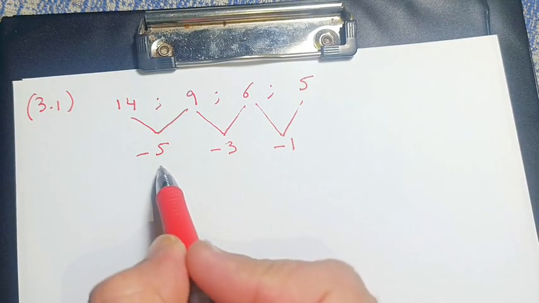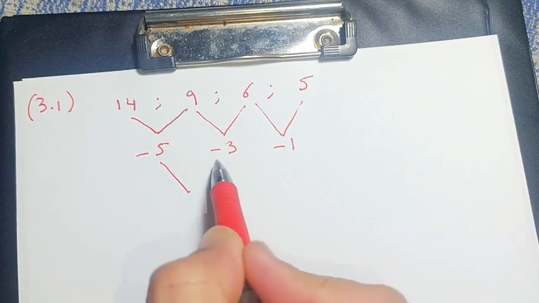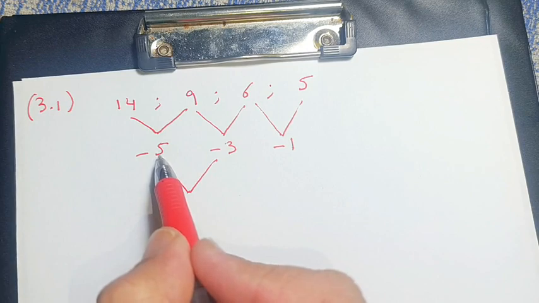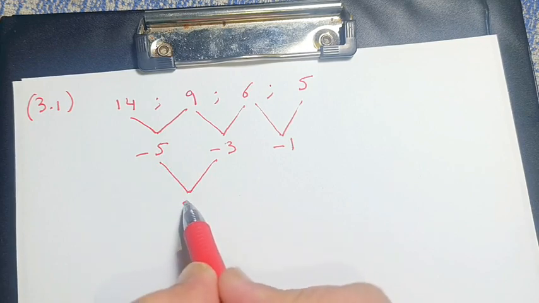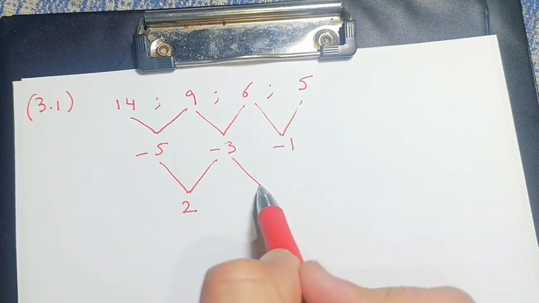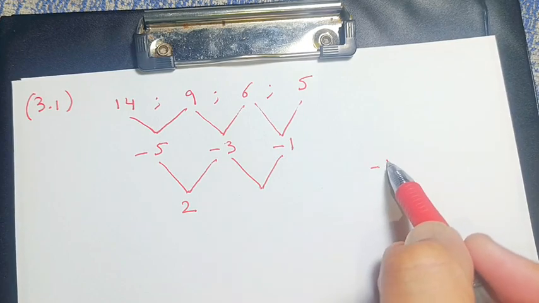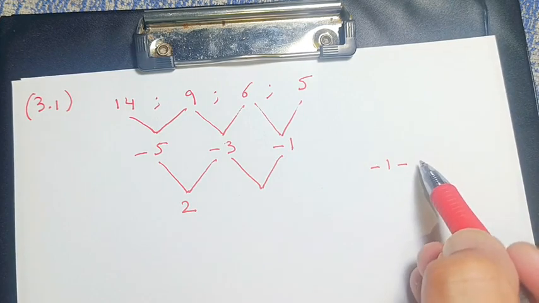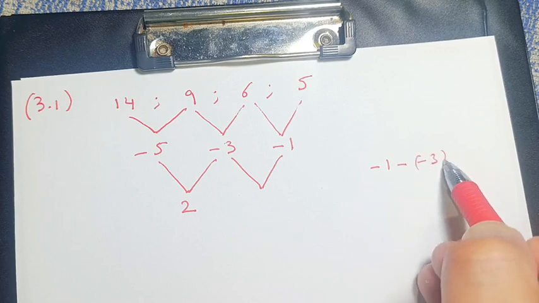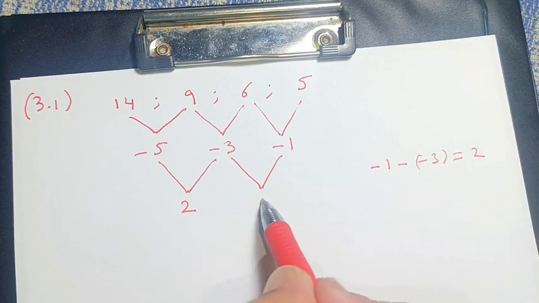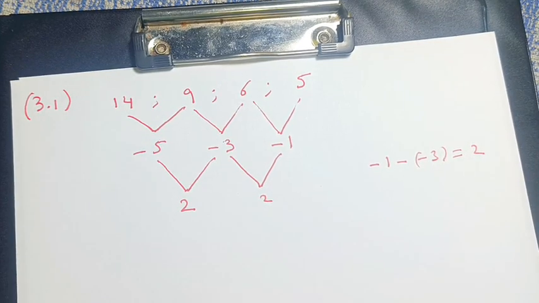Now I need to find the second difference. -3 minus -5, minus becomes positive, it's going to be +2. And this one, -1 minus -3, let's remember, negative minus negative becomes positive. So it's going to be +2. So the second difference is 2.